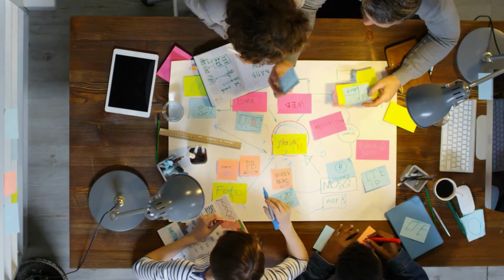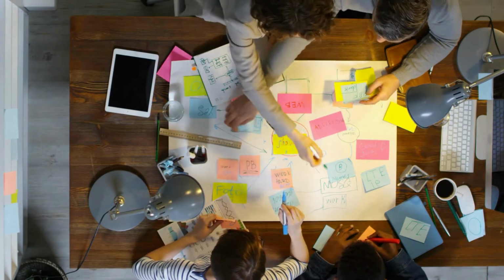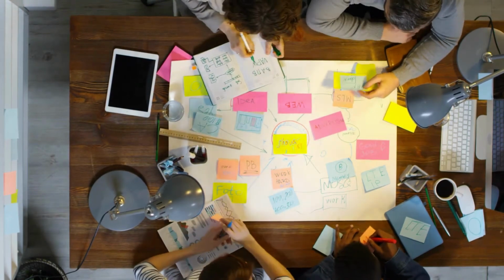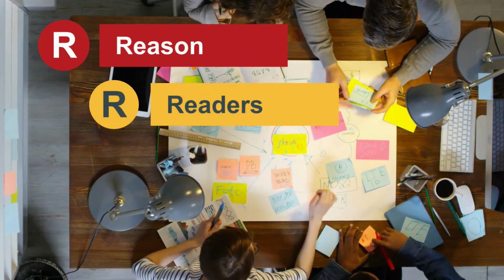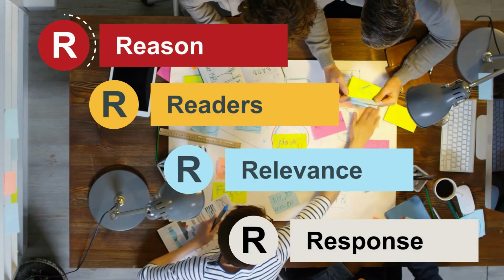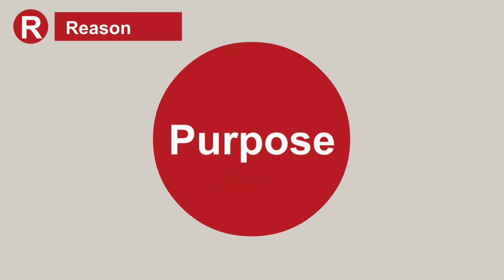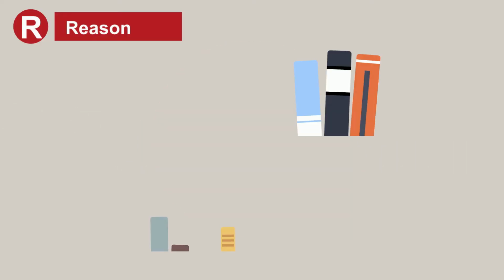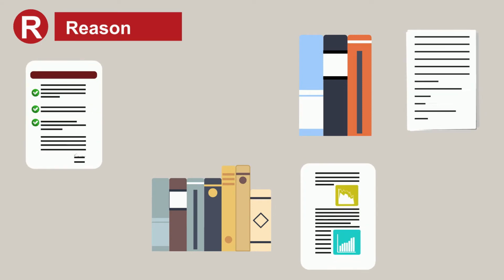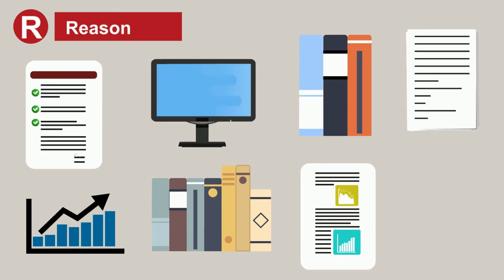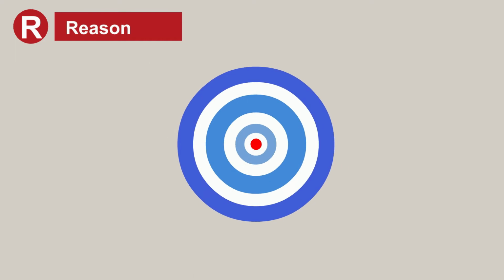The first step is to know what makes a good topic. To help with this, keep in mind the 4 R's: reason, readers, relevance, and response. Let's look at reason first. This is the purpose of your assignment. Is it to write a literature review, to produce a report, or to carry out a research inquiry? Knowing the goal of your text will help focus your research and assignment structure.